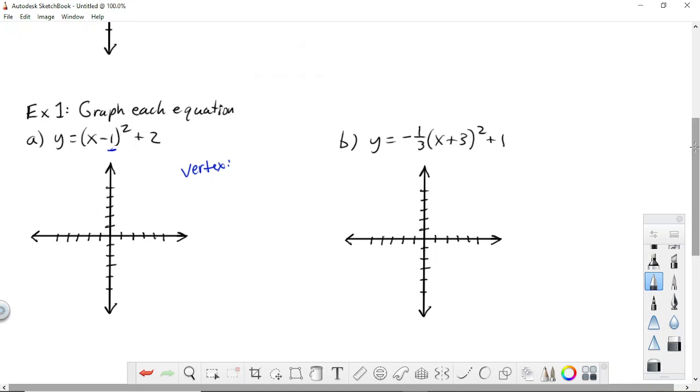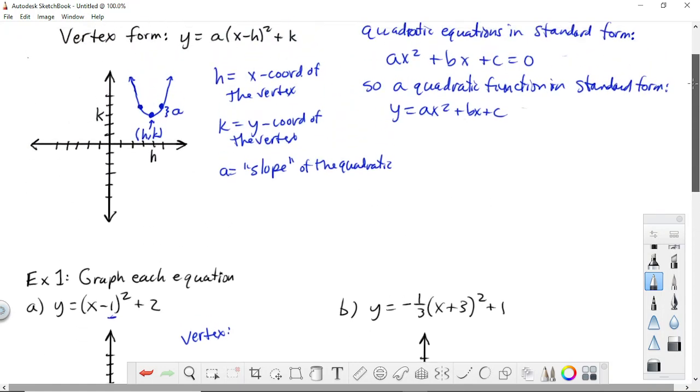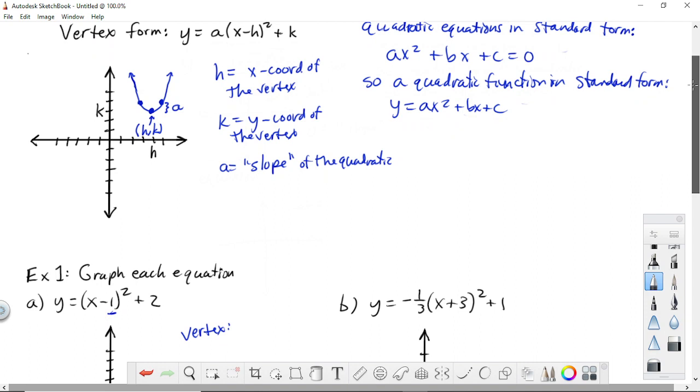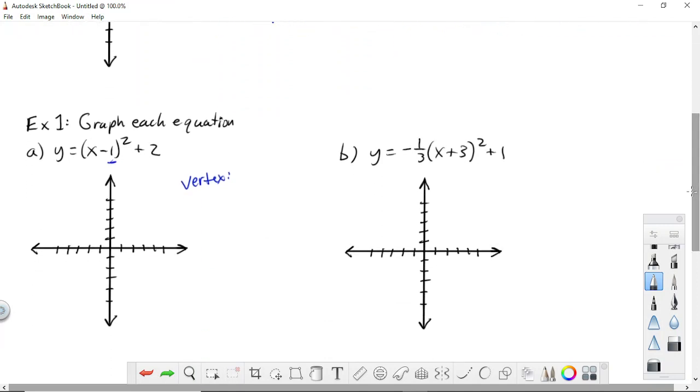You might remember this is very similar to what we did with the absolute value functions. They have a vertex, right? So h, recall, is the thing that's subtracted inside the parentheses. k is the thing that's added outside the parentheses. Just think of it that way. So here, 1 is the thing that's subtracted inside, right? So that's what h is, which is the x-coordinate. It's just 1. Okay, then what is k?